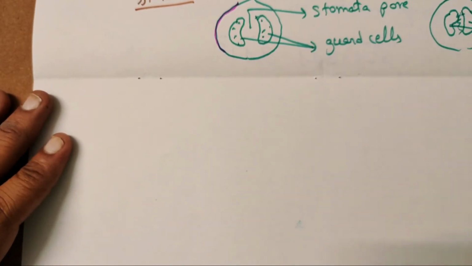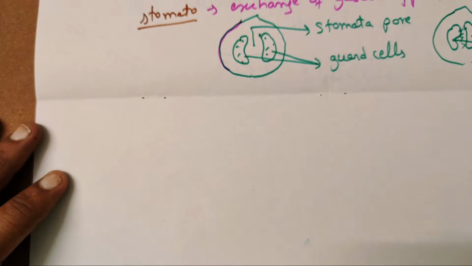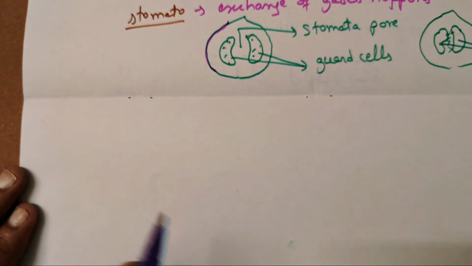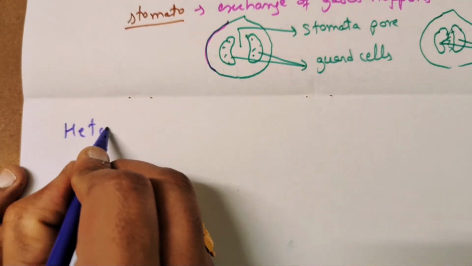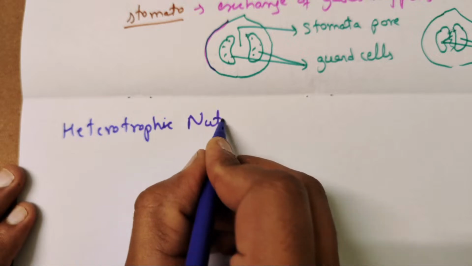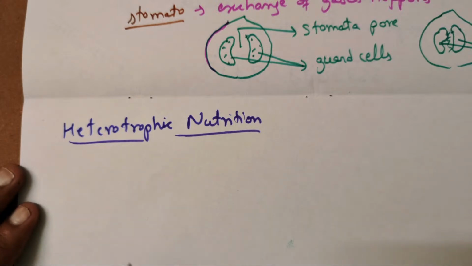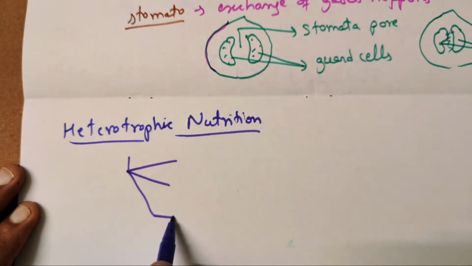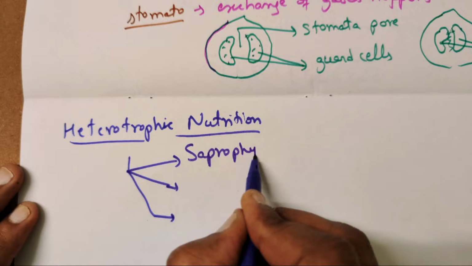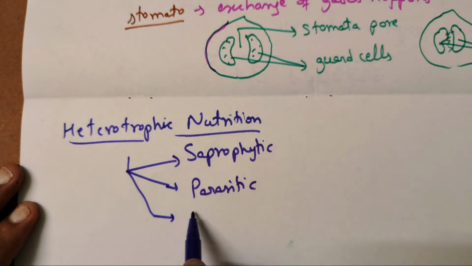Now let's see about heterotrophic nutrition. So heterotrophs are the ones which cannot prepare their own food. So here we have again three types. First one is saprophytic, second is parasitic, and third is holozoic.